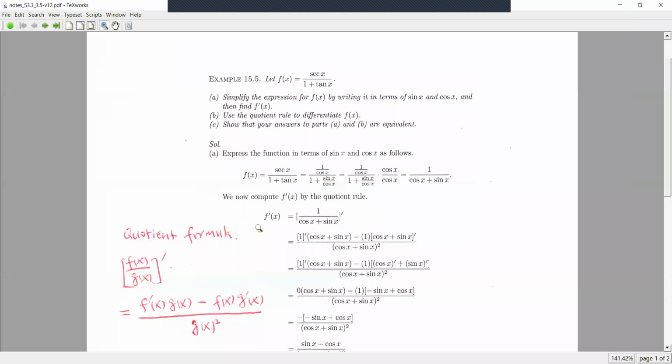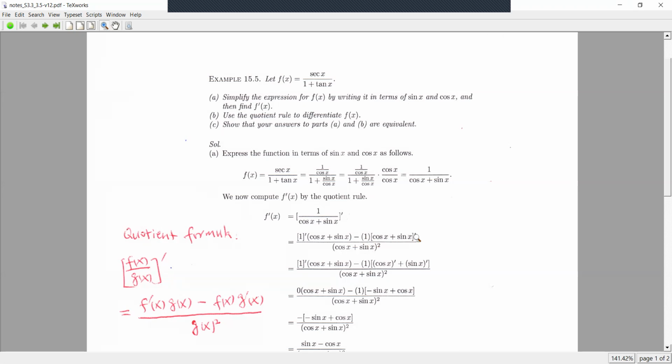Now, compute the derivative of function f. Function f is a quotient. The numerator is 1. The denominator is cosine plus sine. By the quotient formula, this derivative is the derivative of the numerator times the denominator minus the numerator times the derivative of the denominator, then all divided by the square of the denominator.